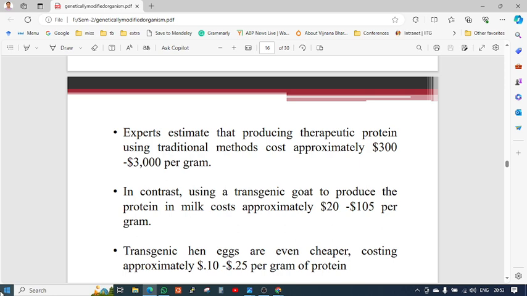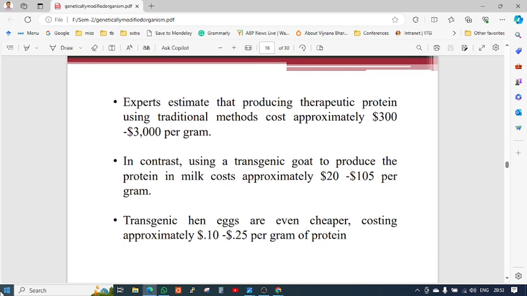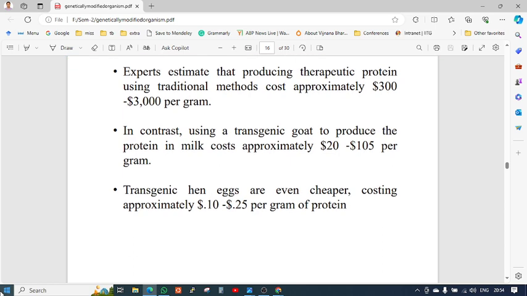In contrast, using a transgenic goat to produce the protein in milk costs $20 to $105 per gram. See how much difference. In traditional methods it can cost up to $3,000 per gram, but with GMO it is $105 per gram. See how much the cost can be reduced with GMO or synthetic biology techniques. So we are doing this. Transgenic hen eggs are even cheaper, costing $0.1 to $0.25 per protein.